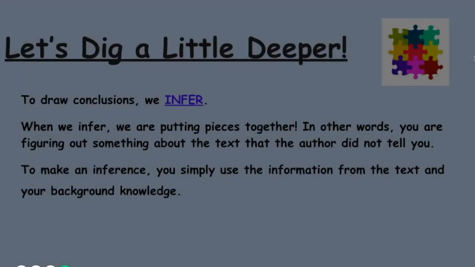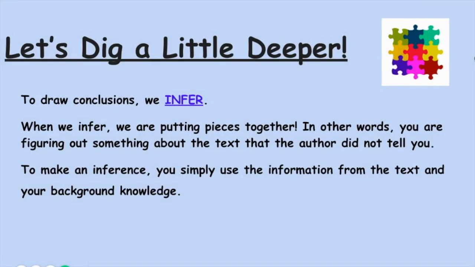Now, let's dig a little deeper. To draw conclusions, what we are doing is something called making an inference, or we infer. When we infer, we are putting pieces together. In other words, you are figuring out something about the text that the author did not tell you. And to make an inference, or draw a conclusion, you simply use the information from the text and your background knowledge to draw the conclusion. So I'll say that again. To make an inference, you are using the information from the text and your background knowledge to draw a conclusion.